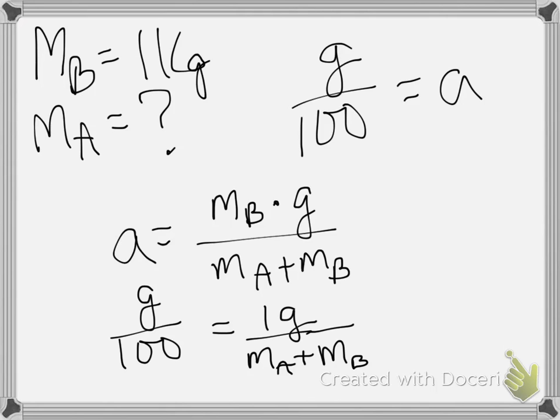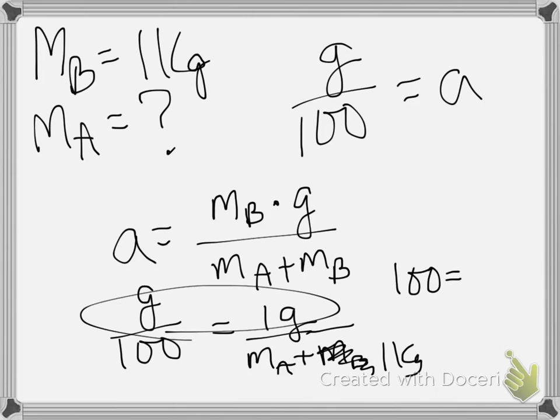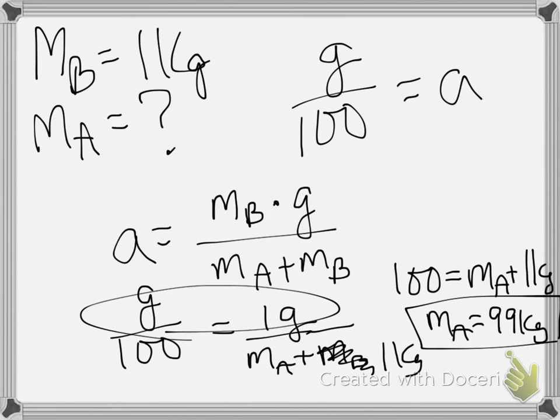So MB we said was 1 kilogram. So 1G, that's good on the top, so 100 has to equal MA plus 1 kilogram. So it looks like MA is, pretty simple, 99 kilograms.